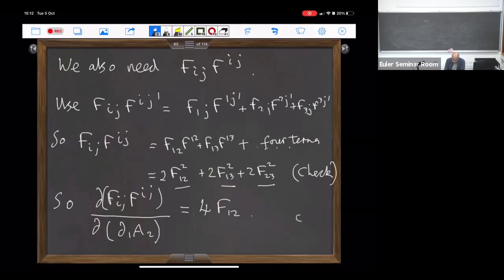You can check that if I now, for example, take the derivative of Fij squared with respect to d1 of A2, I get 4 times F12 in return for that.